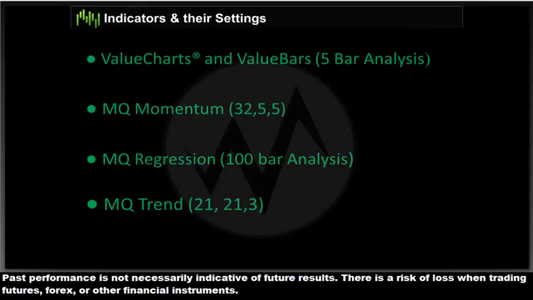Now the settings we're going to use for our indicators are, for value charts and value bars, a 5-bar analysis period. For MQ momentum, we're going to use the default 3255 setting. For MQ regression, which is a trend following indicator that we may use in the later charts, we're going to use a 100-bar analysis period. And then MQ trend, I believe, also comes up, and we're going to use the 21-21-3 setting.